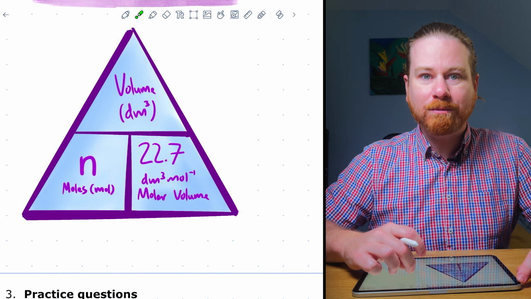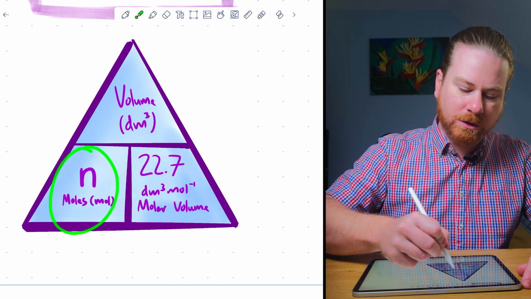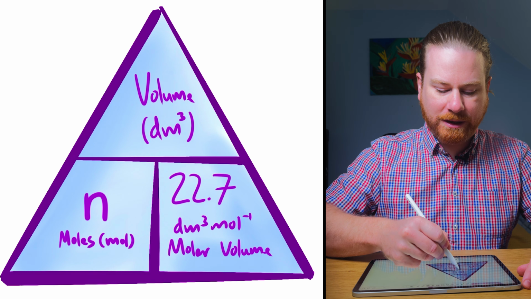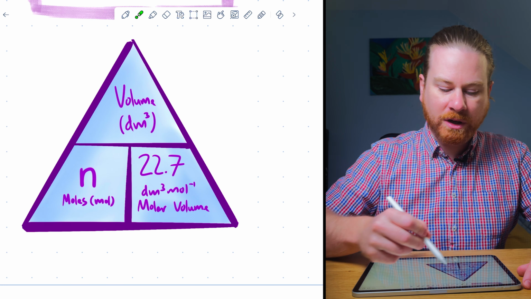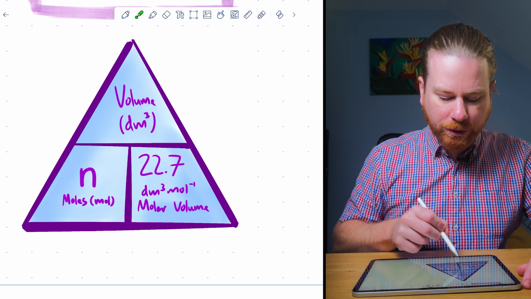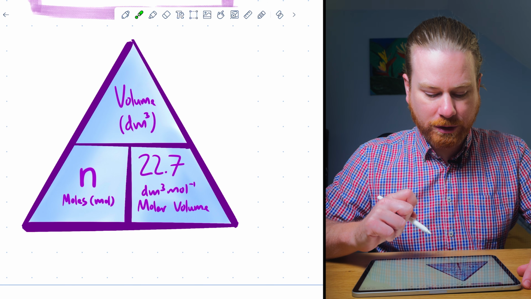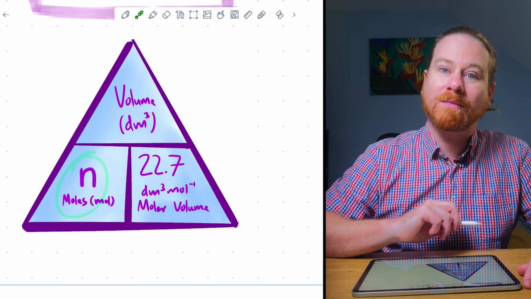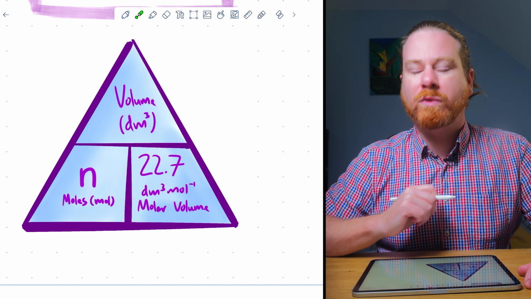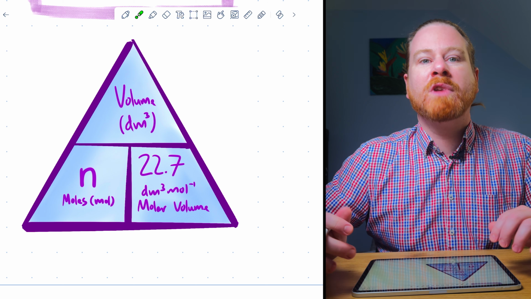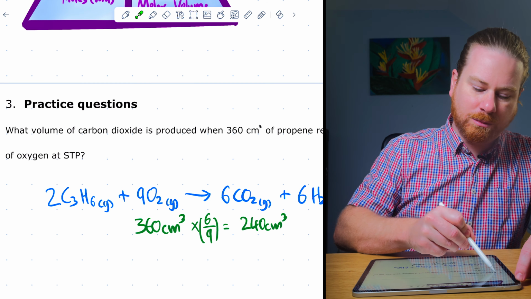But back to today, we can now look at our final equation triangle, which links moles to volume. And how they're linked is via the molar gas volume, which is 22.7. So if you want to find out the volume, all you do is number of moles multiplied by 22.7. And if you want to find out your number of moles, it is just the volume, in decimeters cubed, divided by 22.7. Nice and easy.